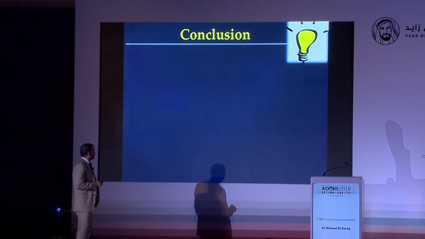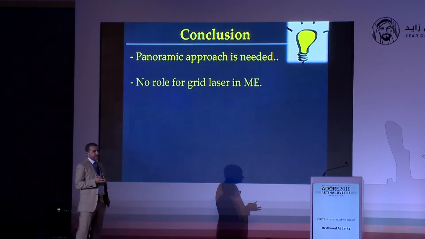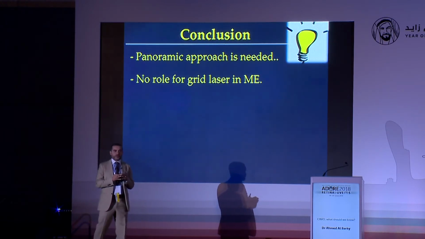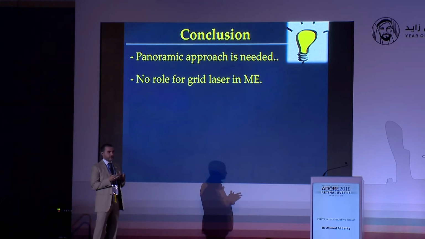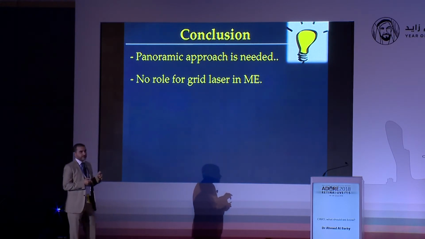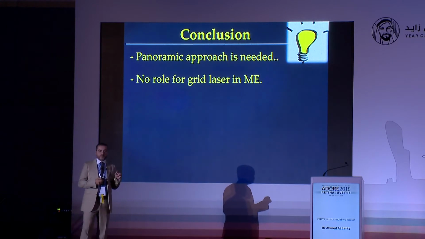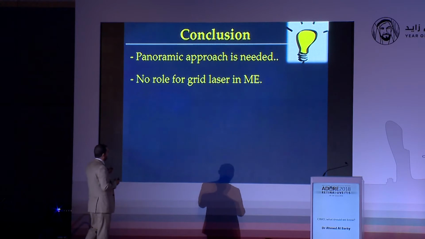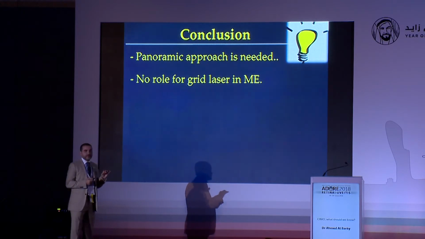So in conclusion, I think we should have a panoramic approach when dealing with a case of CRVO. It's not only the macula or the retina or the eye, it's a whole package. You have to take care of all this. No role for grid laser again, because we're still seeing some patients getting grid laser for macular edema in CRVO. So there's no role for that and no visual gain, except laser only in ischemic cases when you do PRP.